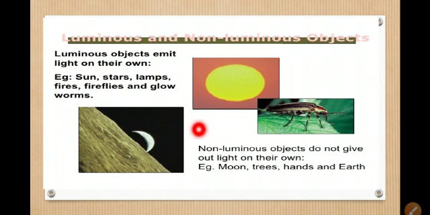So here you can see luminous objects emit light on their own. Examples: sun, stars, lamps, fires, fireflies and glowworms. Whereas non-luminous objects do not give out light on their own. Examples: moon, trees, hands and earth. Moon is non-luminous because we can see the moon only when light falls on it, when the sunlight falls on it. So that's why the moon does not have its own light. So moon is a non-luminous object.